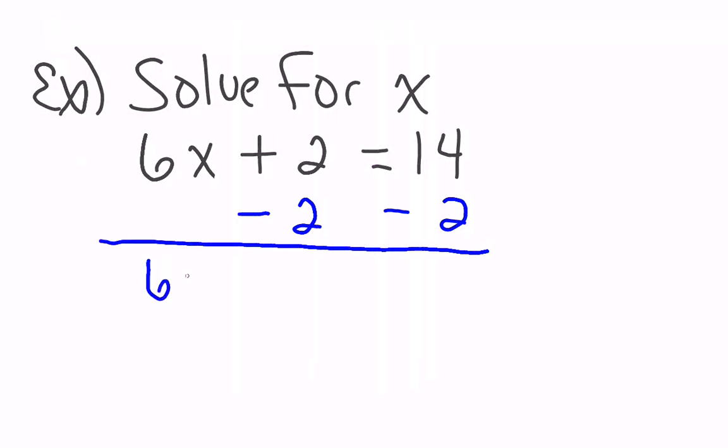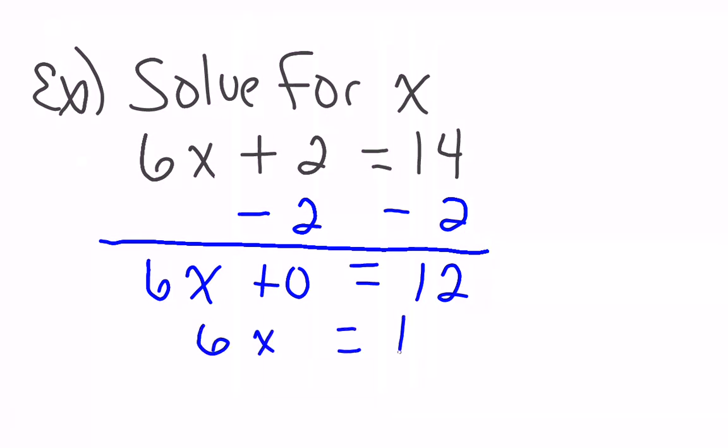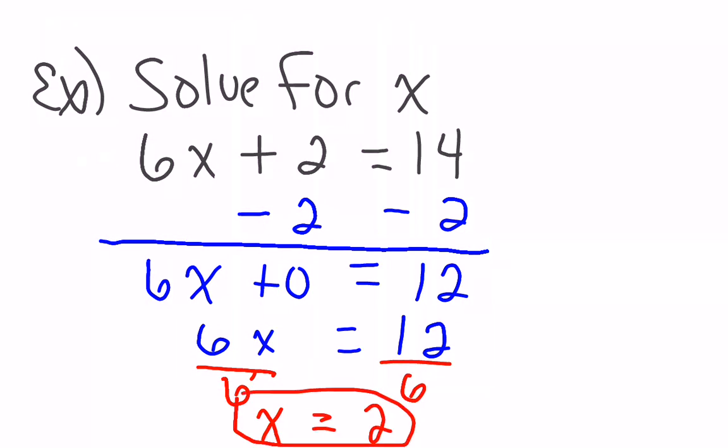So now we have 6x. 2 minus 2 is 0. 14 minus 2 is 12. All right, and we don't really need to put the plus 0. Now we're at 6x equals 12. And now we want to get rid of the 6. Remember, it's multiply, so the opposite operation would be divide by 6. 6 divided by 6 gives you 1x. And then 12 divided by 6 is 2. And so there's our answer.